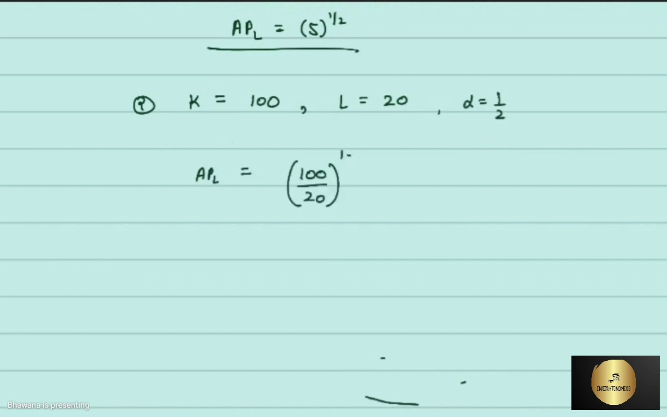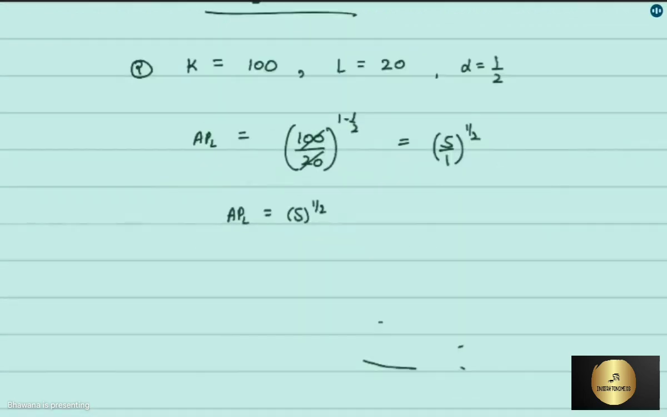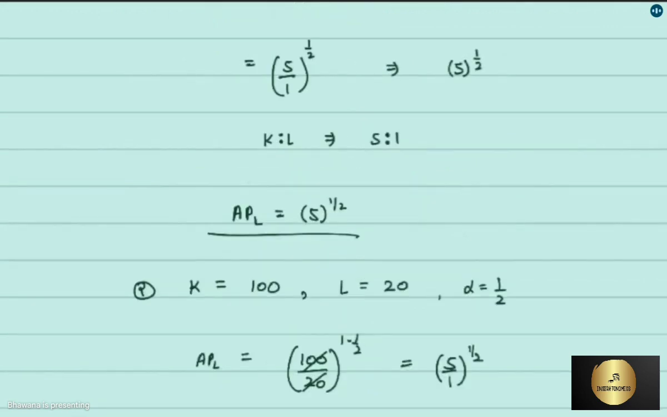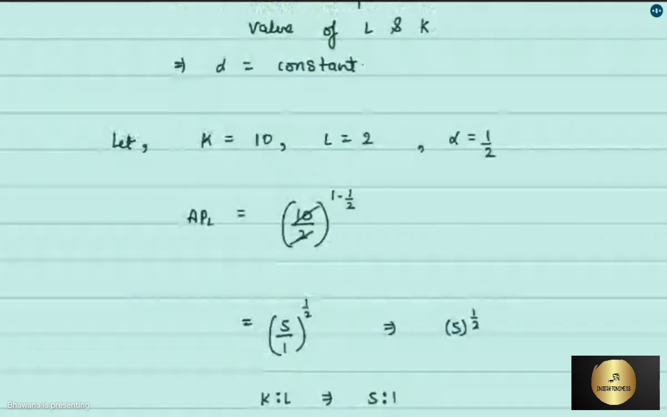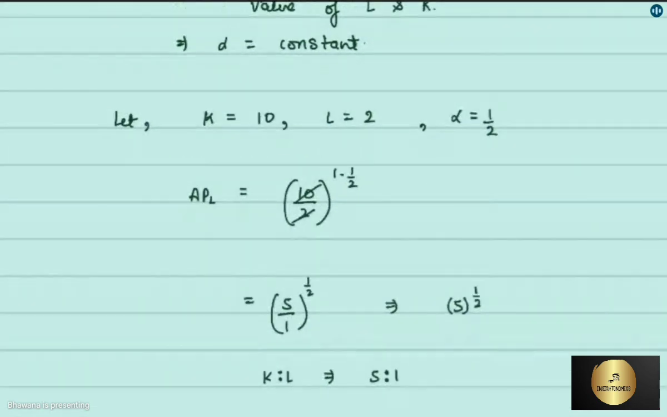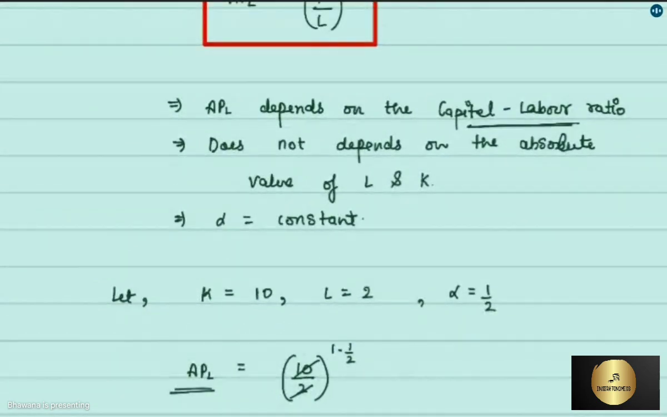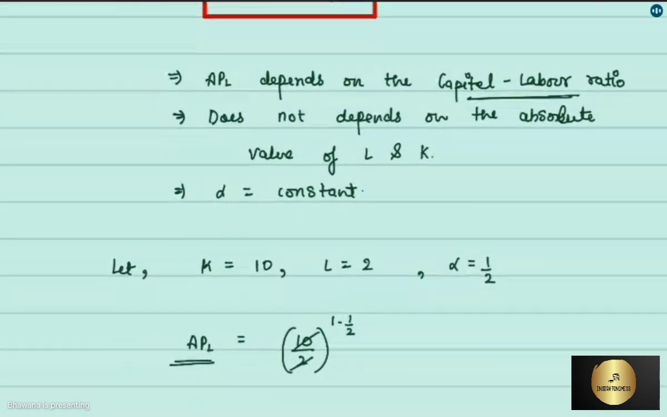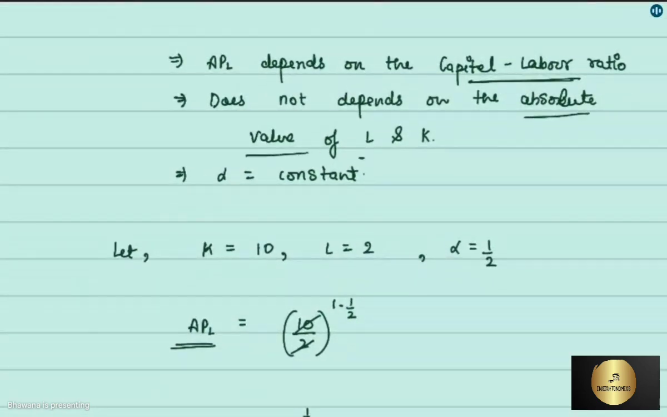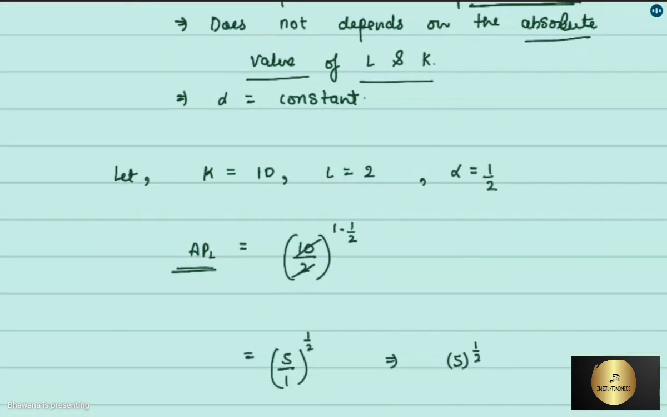Now 1 minus 1 by 2. You will get again (5 by 1)^(1 by 2). So again your APL equals 5^(1 by 2), right? So in both cases, you found that average productivity of labor, and we'll also solve for capital. So we can say average product of labor and capital does not depend upon the absolute value of labor and capital.